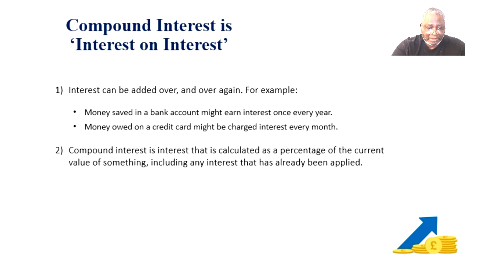Money saved in a bank might earn interest once every year, so you get interest if you're saving. But if you're borrowing long term, it's the opposite. Money owed on a credit card might be charged interest every month. Compound interest is interest that is calculated as a percentage of the current value of something, including any interest that has already been applied to it.